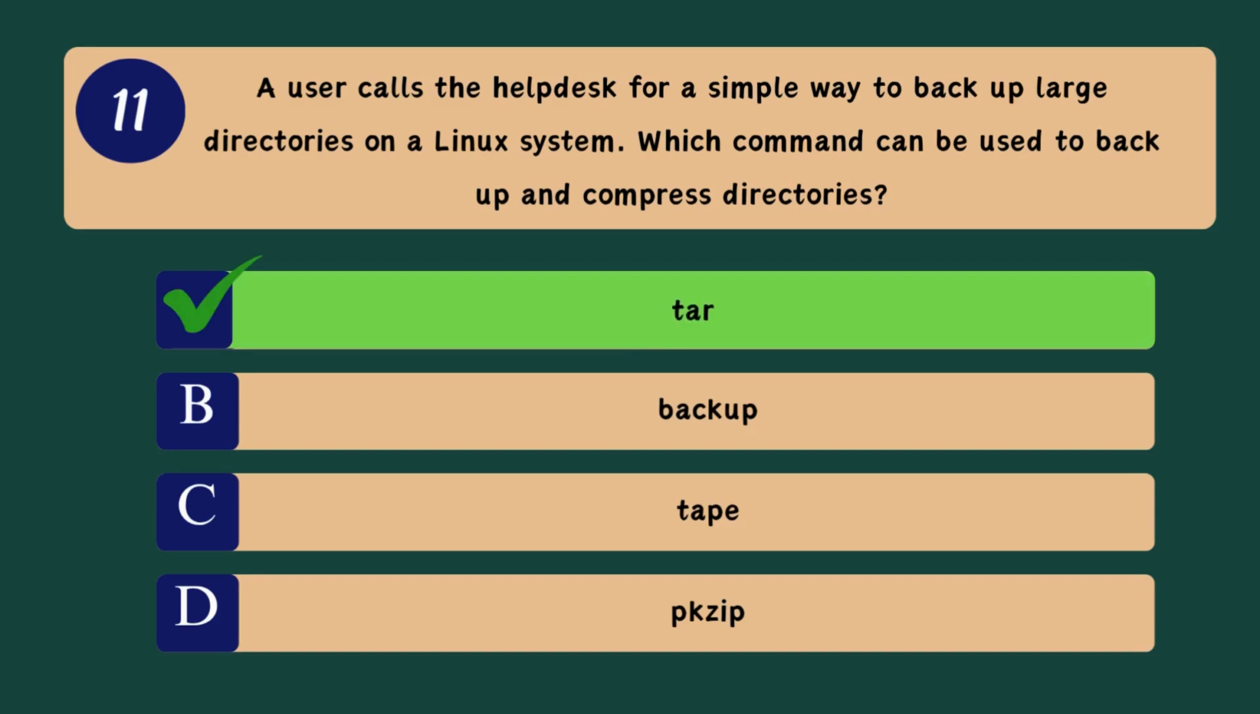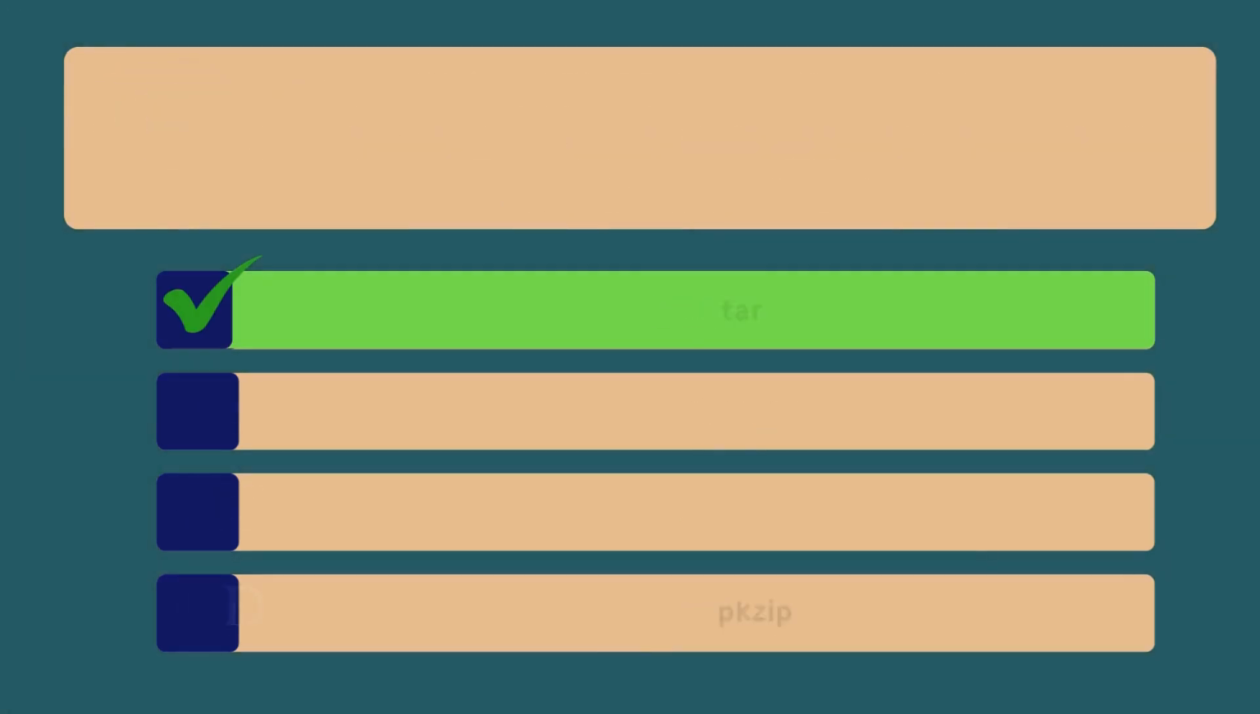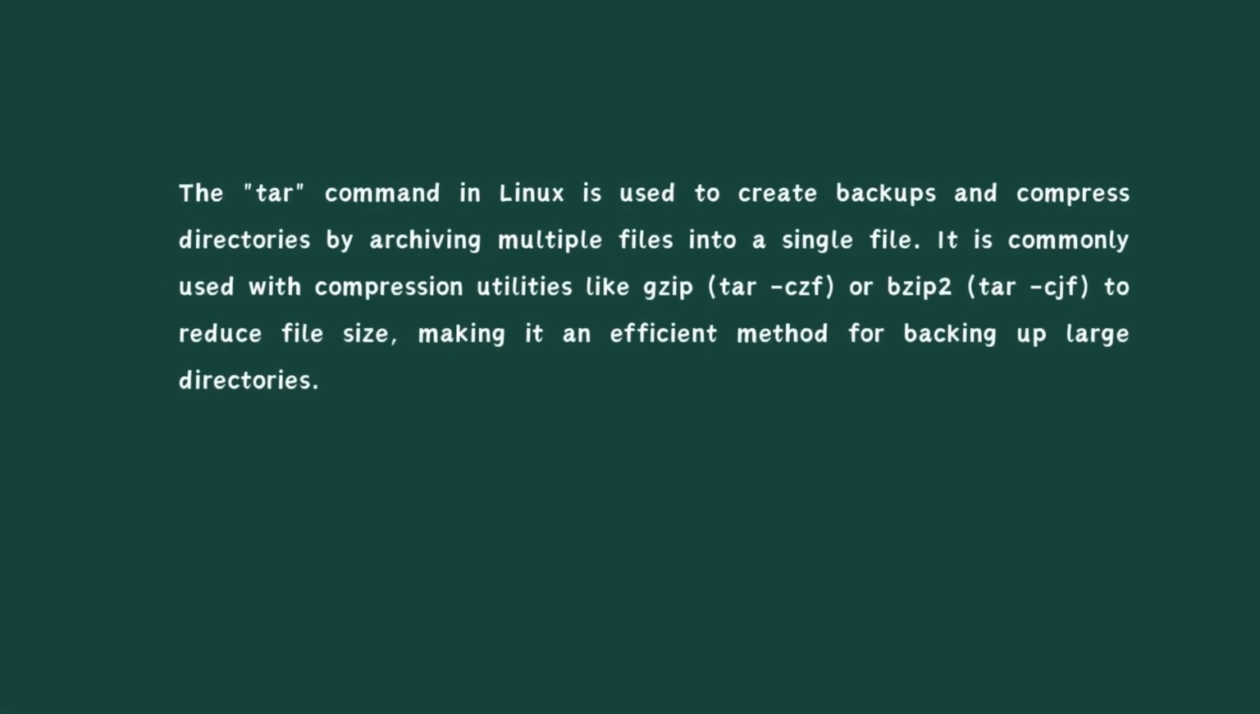Correct answer: A. tar. The tar command in Linux is used to create backups and compress directories by archiving multiple files into a single file. It is commonly used with compression utilities like gzip, tar czf, or bzip2, tar cjf, to reduce file size, making it an efficient method for backing up large directories.